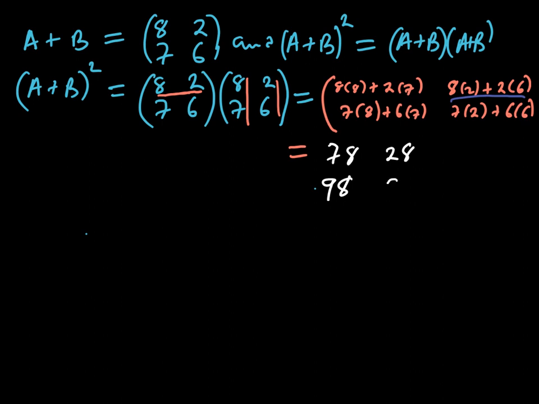So we have a 50 here. And the product matrix is 78, 28, 98, and then a 50. Okay, that is (a+b) squared. Now, next, what do they need? They want us to find a plus b.